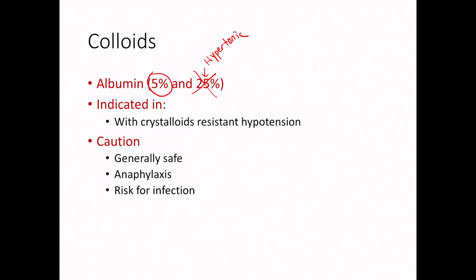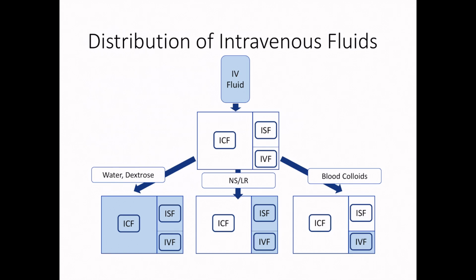Well, the risk for infection and anaphylaxis that is associated with this 5% albumin has really mostly been documented in people who have either added water to the 25% or tried to reconcentrate it. So once it's in its bottle, until you put it into the patient's body, you're not really supposed to mess with it. And we use colloids when patients have crystalloid resistant hypotension. Overall, they're generally safe, but as I mentioned before, you do have that risk of anaphylaxis and infection.